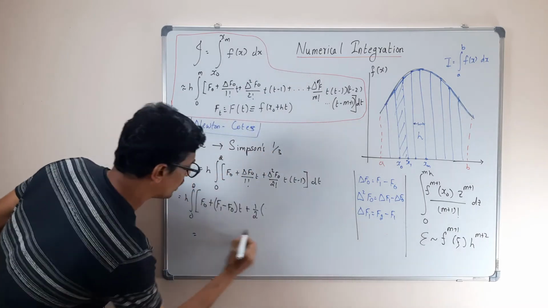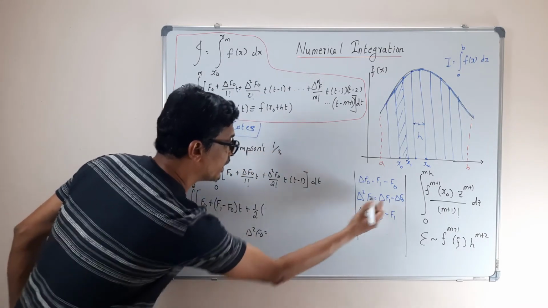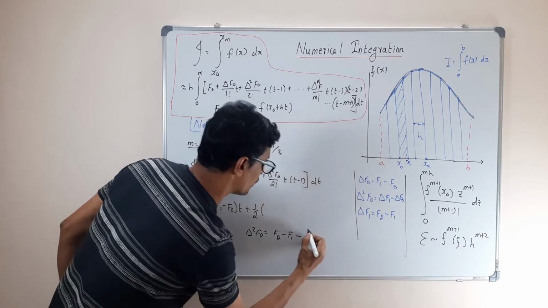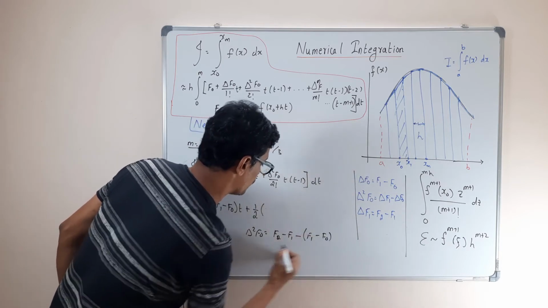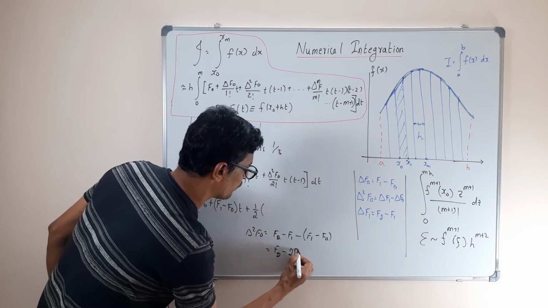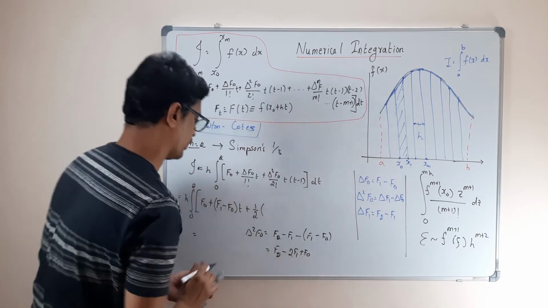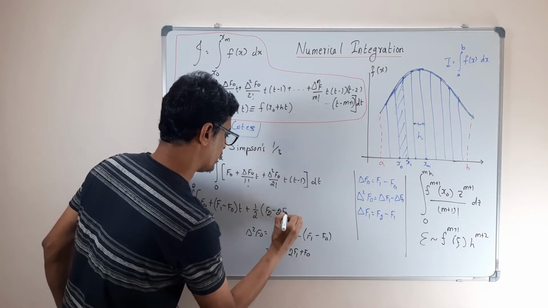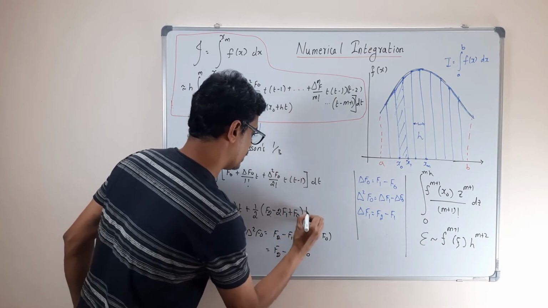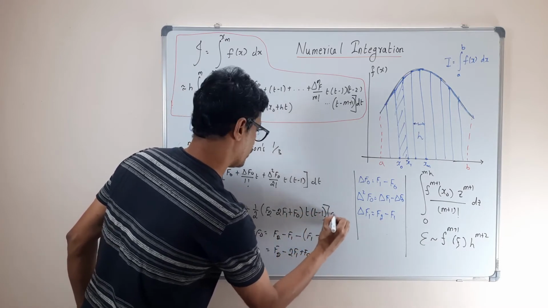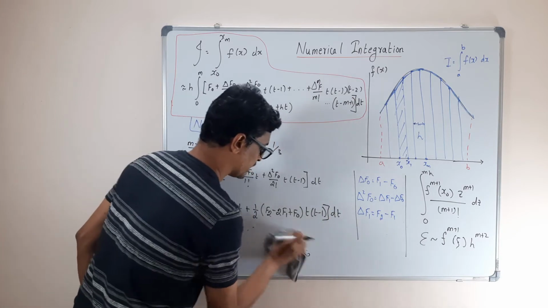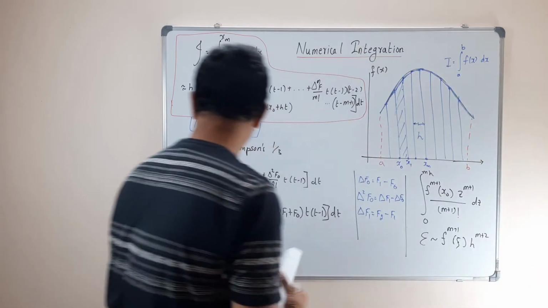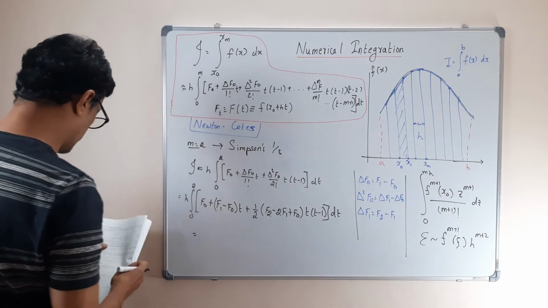So del square f0 will be del f1, that is del f1 equal to f2 minus f1 minus del f0 equal to f1 minus f0. So this will become f2 minus 2 f1 plus f0 into t minus 1 times dt. Okay, so this integration you can do by yourself. This is a simple integration. So I am just writing down the final answer of this integration you will get.